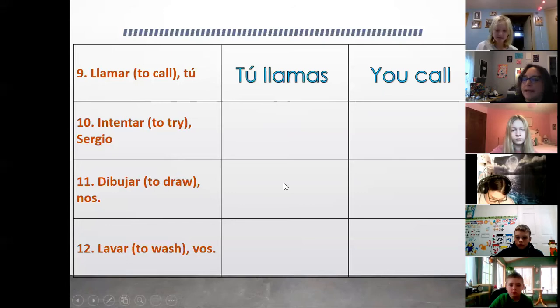There we go. Intentar is to try. When I went through the homework, it seemed almost everybody could figure out what it was going to translate as. So if you look at to try, intentar means to try. If I say Sergio, people got stuck because they don't recognize that as a name.